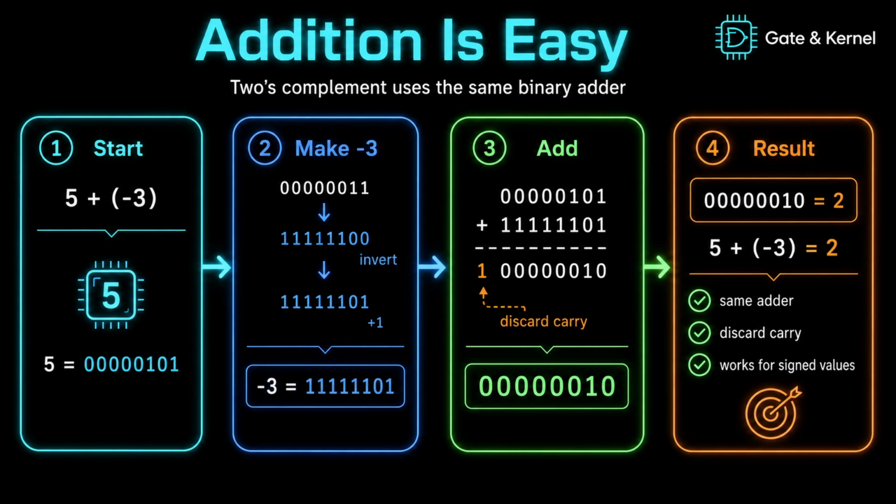Chapter 13. 2's complement makes addition easy. The major advantage of 2's complement is that the same binary adder can work with positive and negative values. Consider 5 plus -3. 5 is 00000101. -3 is 11111101. Add them normally. The low 8 bits of the result are 00000010. That is 2. The extra carry beyond the 8th bit is discarded. So ordinary binary addition gives the correct signed result, 5 plus -3 equals 2. The adder does not need a completely different procedure for negative numbers.